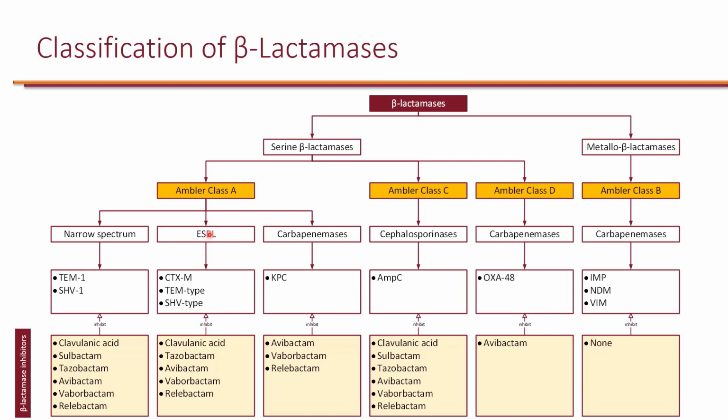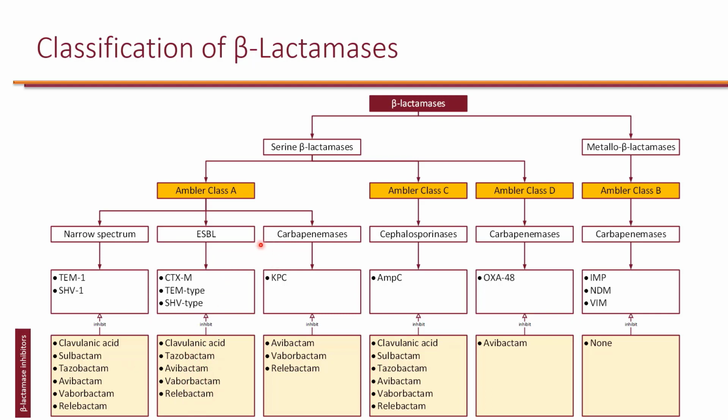Now, in addition, there are also ESBLs under class A, and these are CTX-M for the most part, but there are also some derivatives of TEM-1 and SHV-1 which have over time mutated, so we call these TEM type and SHV type. There are many different ones of these. And these are extended spectrum because they can break down third generation cephalosporins as well as monobactams. Now these are pretty much inhibited by most of the beta-lactamase inhibitors on the market except sulbactam.